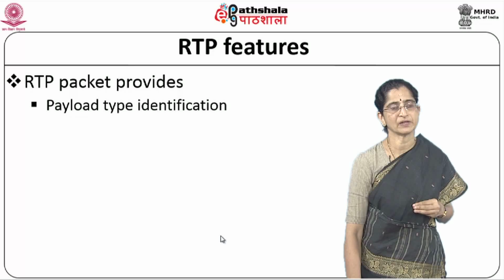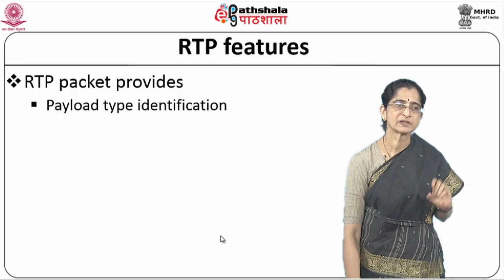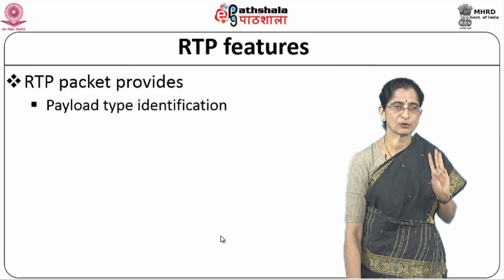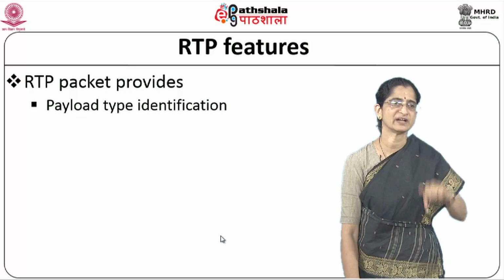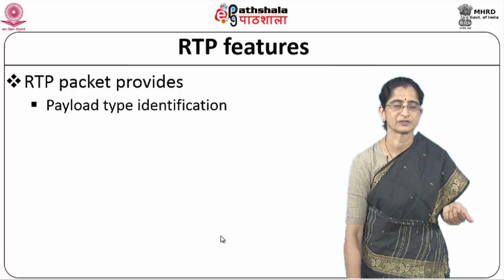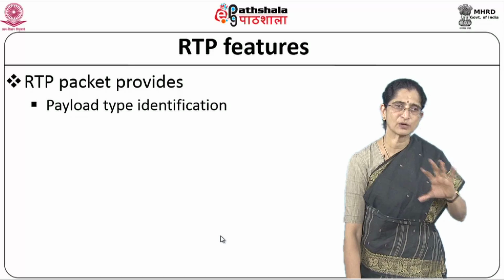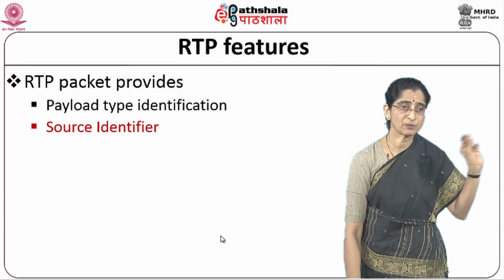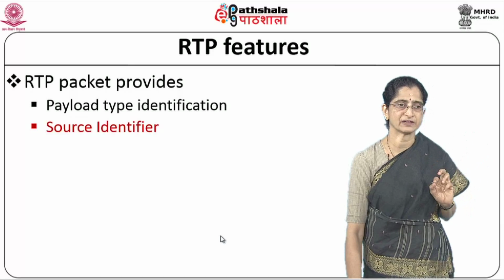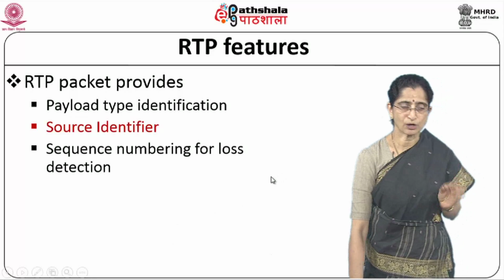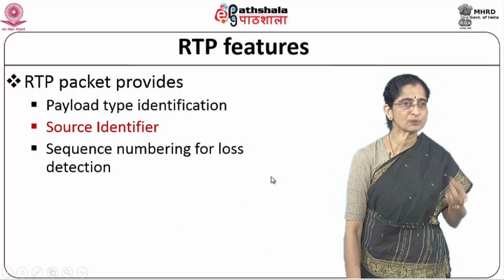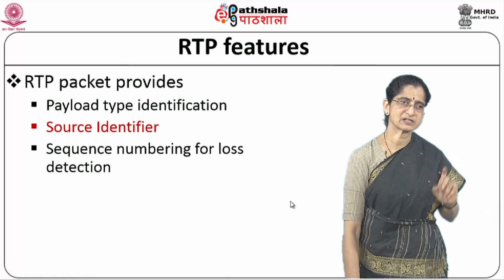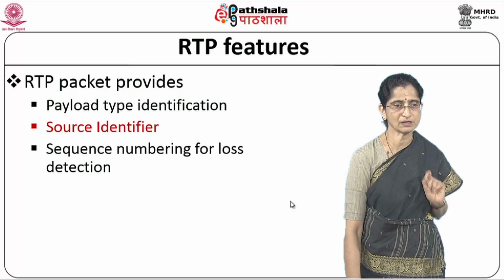Now, in order to do all these things, what are the other features that are built into RTP? So, if you take a look at the RTP packet, you will see that it provides a payload type identification. Now, why do I need a payload type identification? To identify what kind of data is actually being carried, whether it is audio, video, what type of audio, video I am carrying and so on. Okay. There is also a source identifier. Remember, we said we wanted to identify who the source is. And we said there could be loss. So, in order to detect losses, we have a sequence numbering mechanism. Sequence numbers are used so that if something is lost, by looking at the sequence number, you will be able to identify that something has been lost.